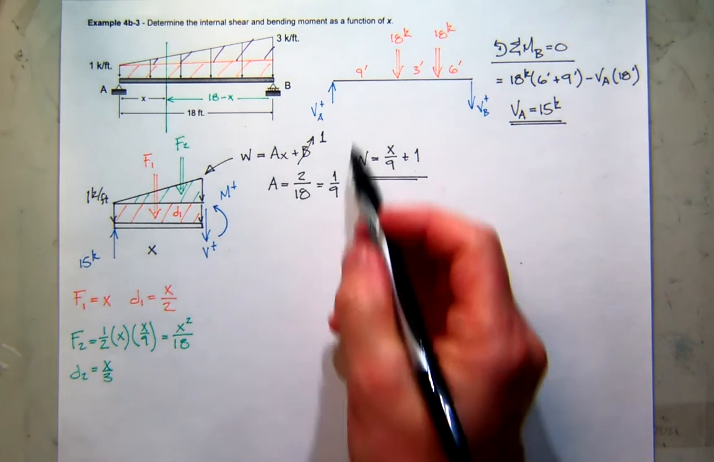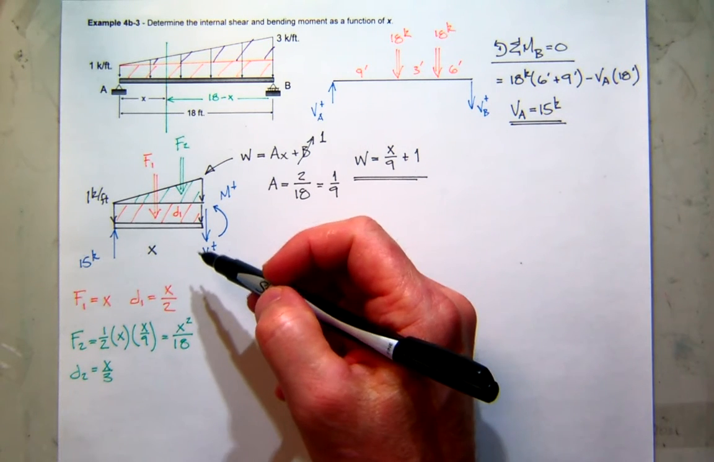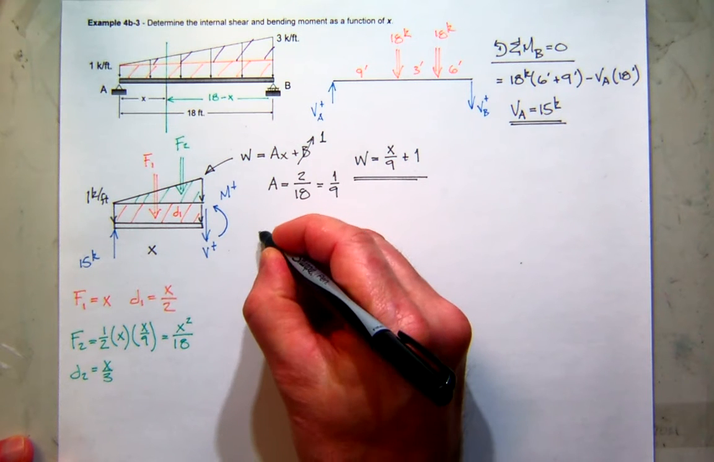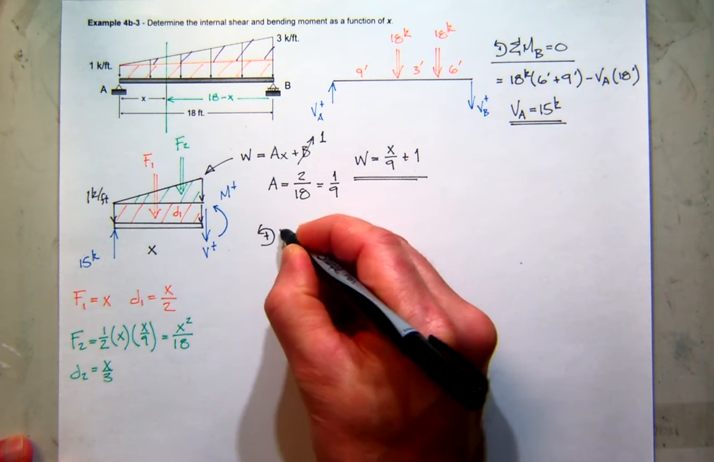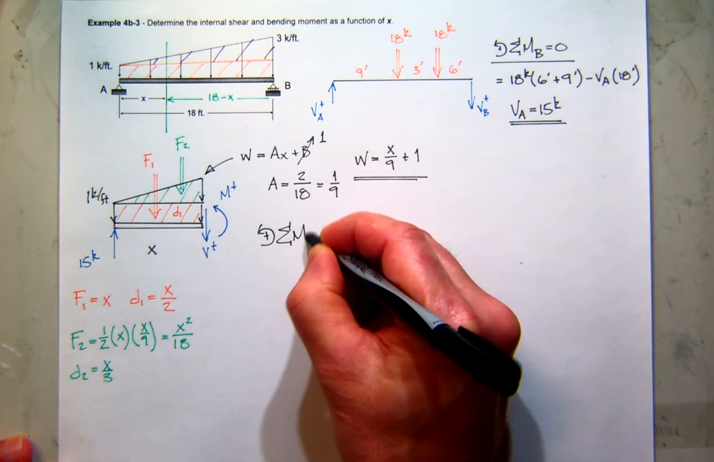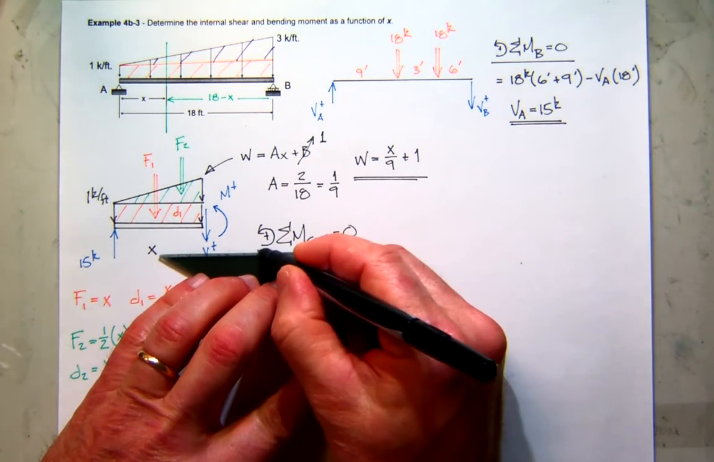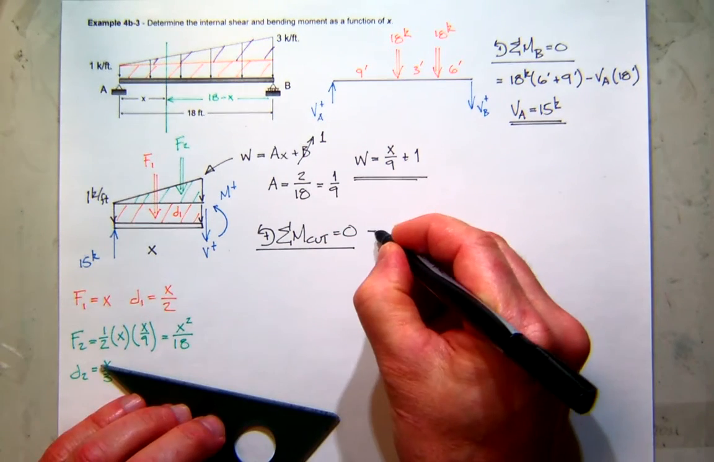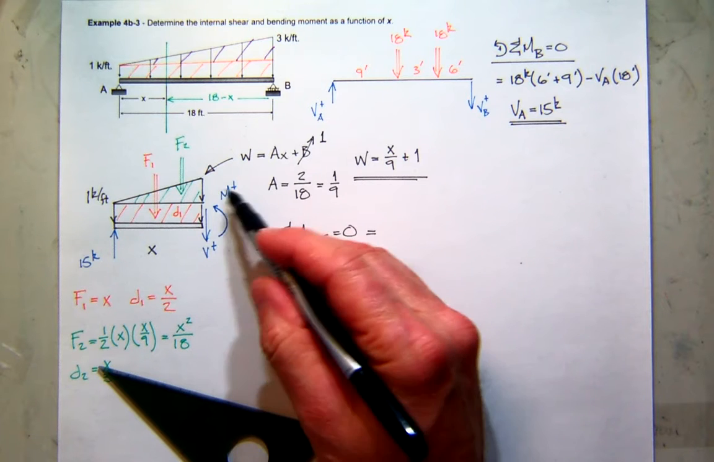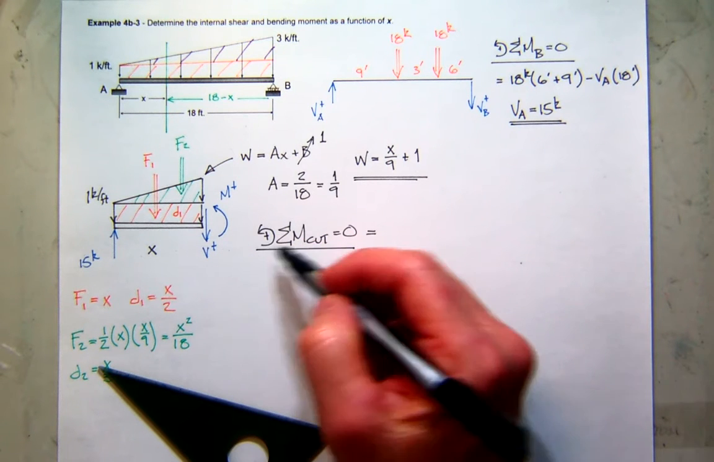So now that we've got all that geometry done, we can now compute the moment. So let's go back now and sum the moment at the cut, and let's make sure it's in equilibrium. So when I do that, using the right-hand rule, what kind of moment is this, positive or negative? Positive.